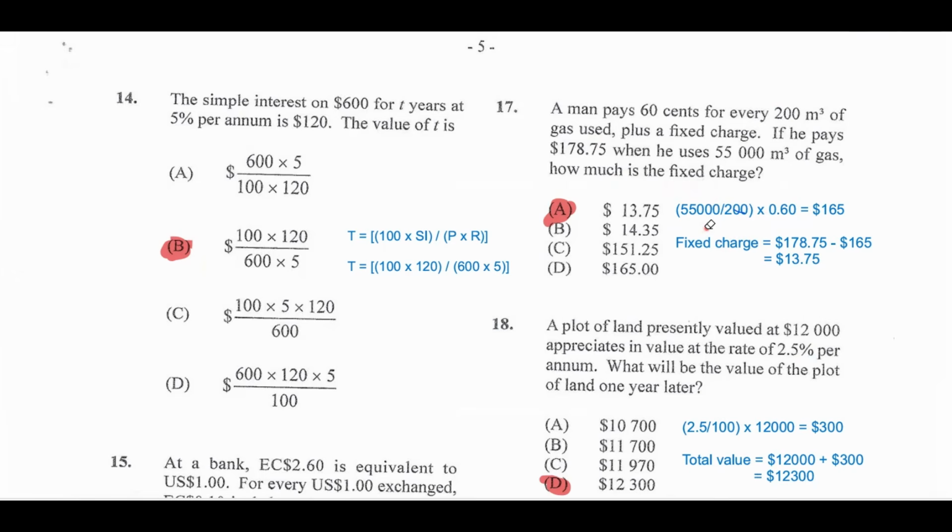I could obviously do that better. Let me just be a little faster with that. So you will get 550 times 0.3, you get 165. And you subtract 165 from 178.75, and you'll get $13.75 as your fixed charge.